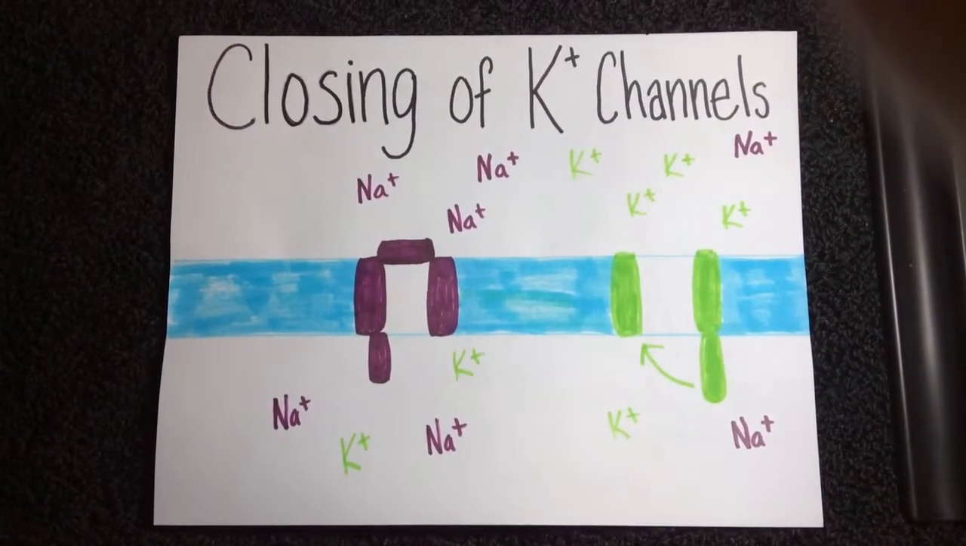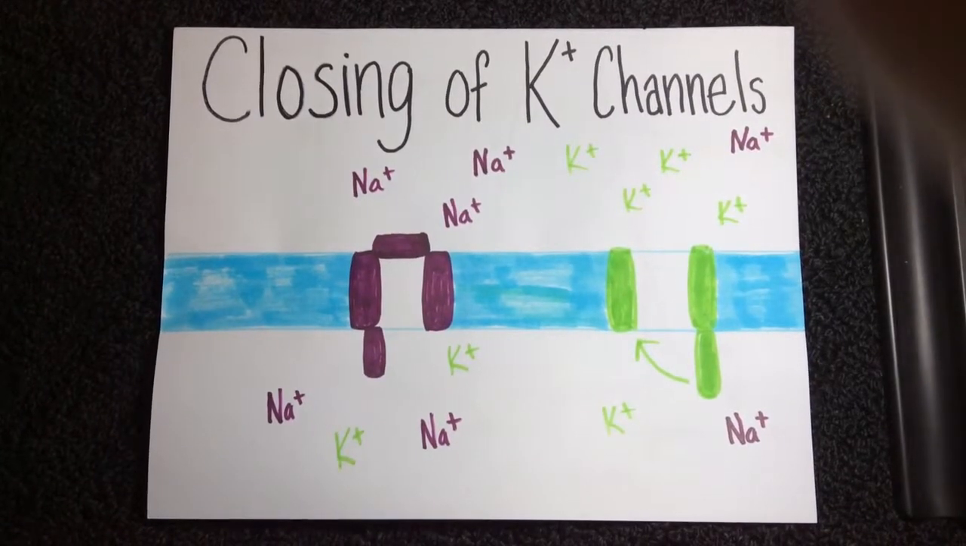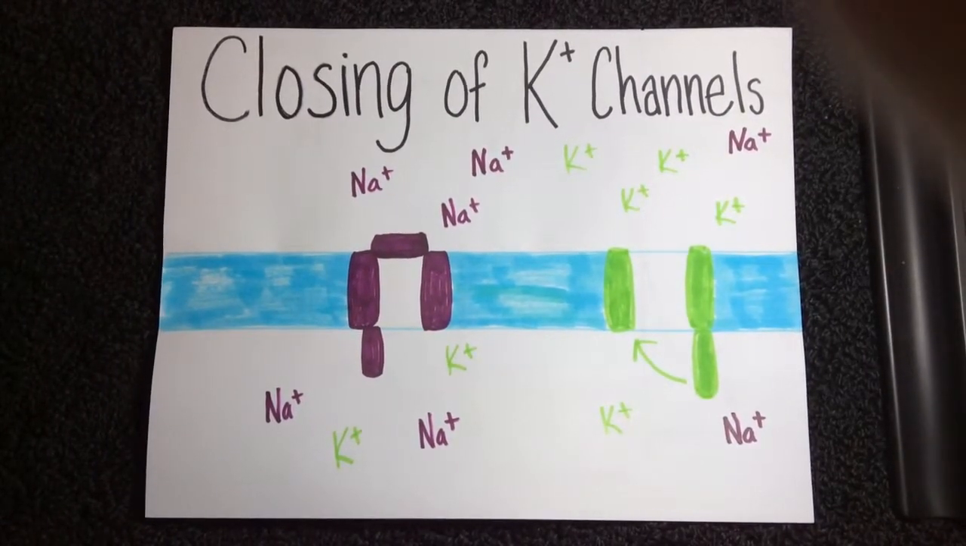Once all of the potassium channels have closed, the neuron returns to its normal resting potential and action potential has been generated.